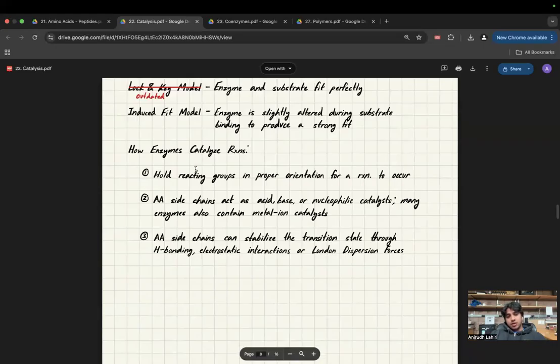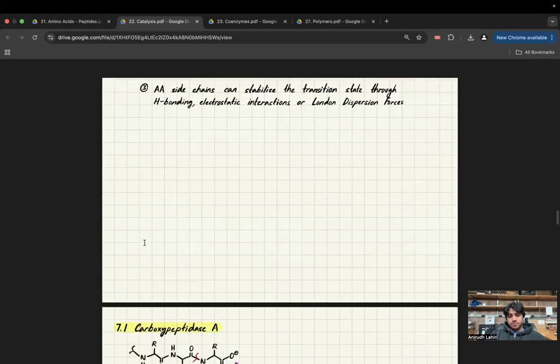So, how do enzymes catalyze reactions? The first thing they can do is hold reacting groups in proper orientation for a reaction to occur. The second thing, amino acid side chains act as acid, base, or nucleophilic catalysts. Many enzymes can also contain metal ion catalysts. Amino acid side chains can help stabilize the transition state through hydrogen bonding, electrostatic interactions, and van der Waals forces. So at the end of the day, orientation for the first one, catalysis through acid-base nucleophiles for the second one, and for the third one, stabilizing the transition state.